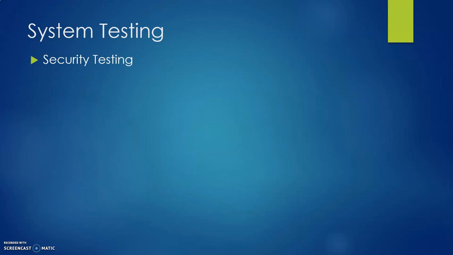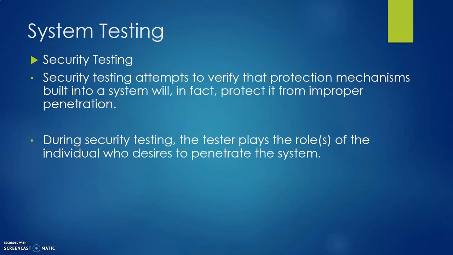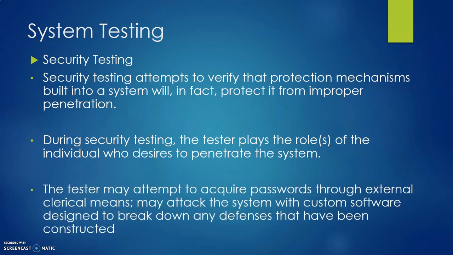Now we have the next system testing mechanism, that is security testing. Security testing attempts to verify that protection mechanisms built into a system will in fact protect it from improper penetration. Penetration means unauthorized access. During security testing, the tester plays the role of the individual who decides to penetrate the system. The tester may attempt to acquire passwords through external clerical means, or may attack the system with custom software designed to break down any defenses that have been constructed. So, same like a hacker.